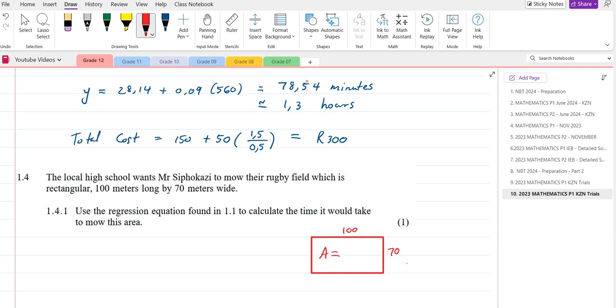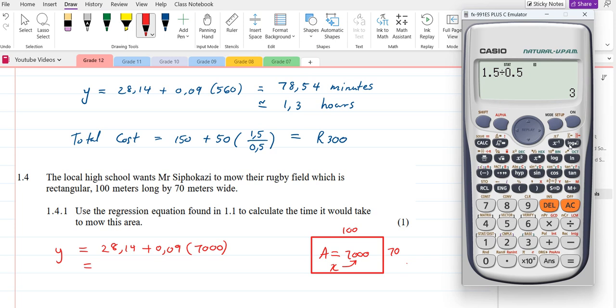Area is going to be 100 times 70 is 7,000. So that's your x value that you're going to enter, right? Because x represents the area. So remember our least squares regression line in 1.1, which is 28,14 plus 0,09 times 7,000. Right, so we need to solve that.